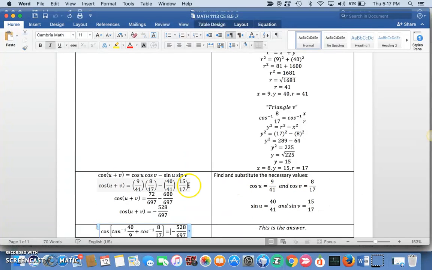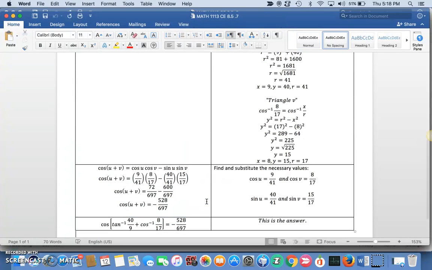You've plugged them in. Now, using the order of operations, you do the multiplication first. 9 times 8 is 72. 41 times 17 is 697. 40 times 15 is 600. And of course, again, 41 times 17, 697. Combine. They have different signs, so you subtract and take the sign of the larger. Negative 528 divided by 697 is the answer.